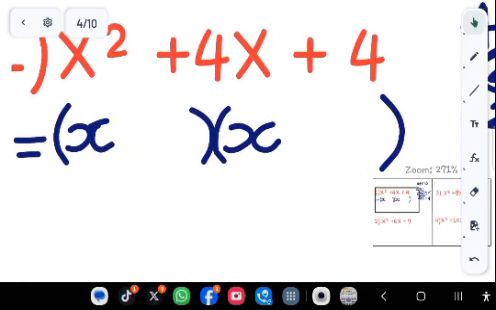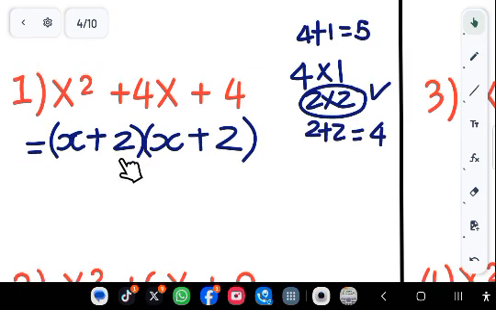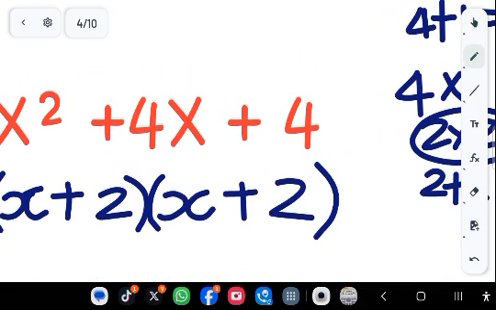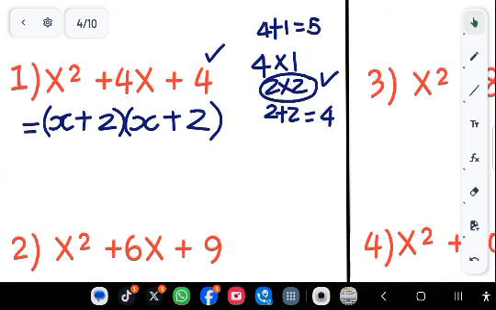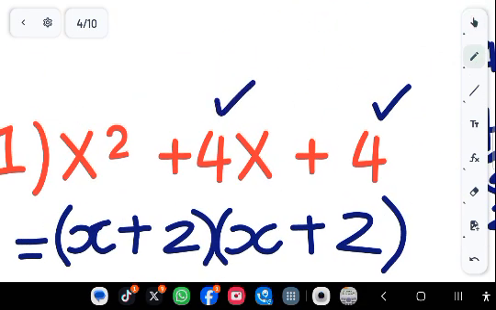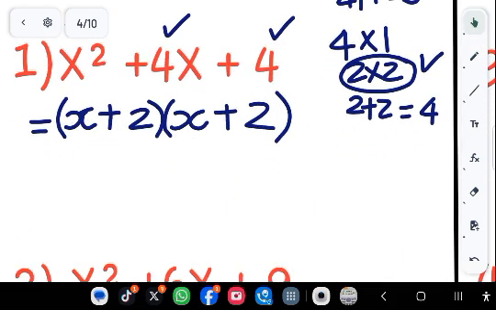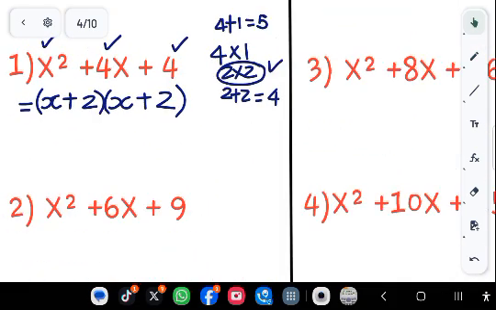So that is the combination we choose, because that is the combination that when we multiply together, 2 times 2 gives us the last term, which checks out. And when we add them together, 2 plus 2 gives us the middle term, and that checks out. And the x squared was checked out when we multiplied the first of each bracket.